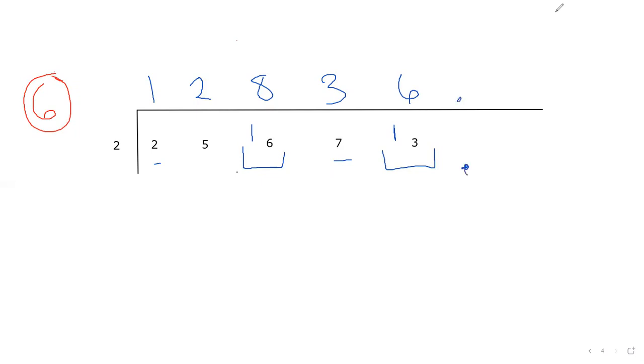If I'm doing decimals, I'm going to write it as a decimal. And here is my remainder of 1. And I'm going to add a 0. 2 goes into 10 5 times.